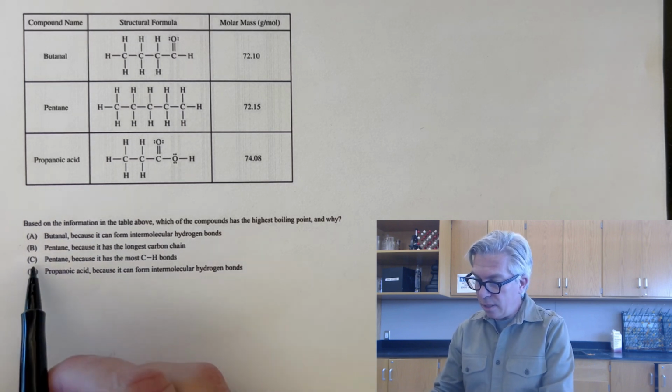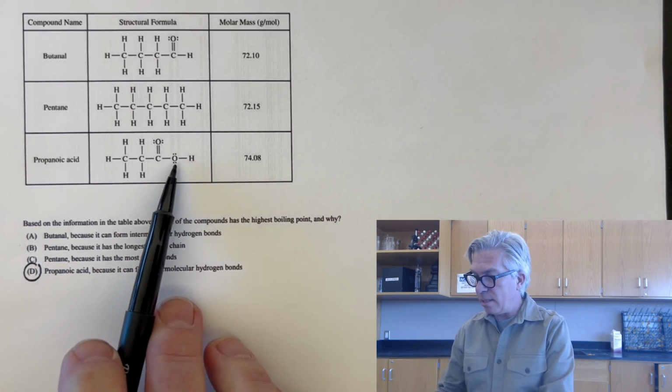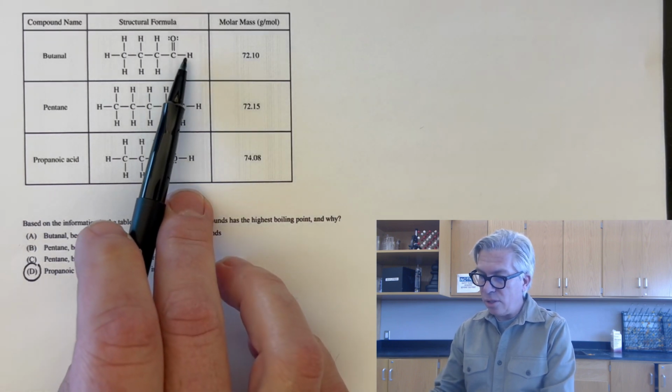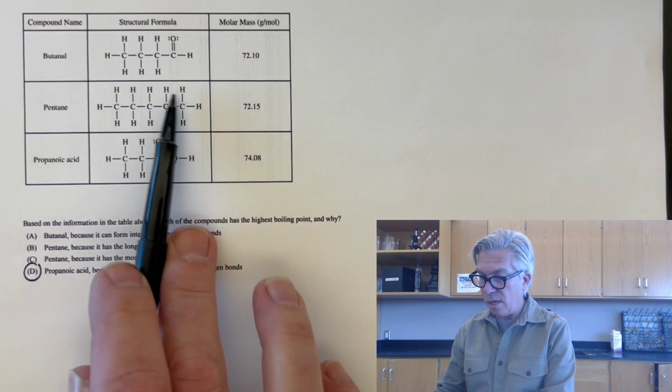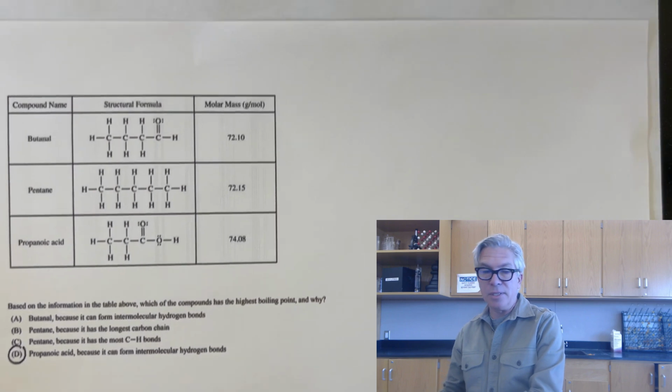And if you chose D, congratulations. I would expect this one to be the highest because, yep, there's a hydrogen bonded to an oxygen directly. This hydrogen is not bonded to the oxygen directly, so that's not going to be a hydrogen bond, and this is just a nonpolar pentane. And so we're going to go with propanoic acid because it can form intermolecular hydrogen bonding. So good job on that.